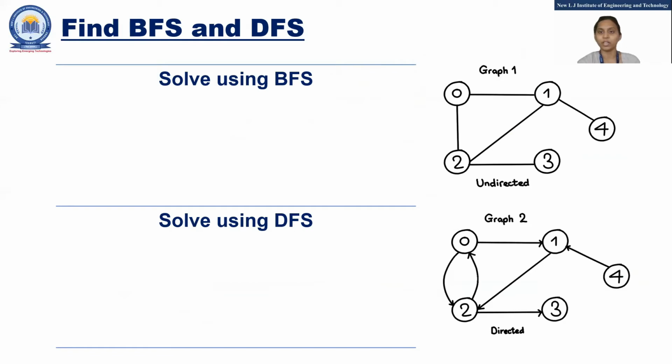Now whenever I say undirected, it means you don't have to bother about the direction. You just have to check whether a connection is there or not. But in a directed graph, you have to check inward or outward. Let me start with the undirected one, that is graph 1.